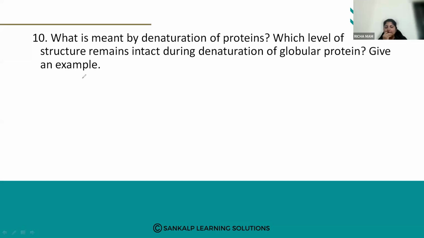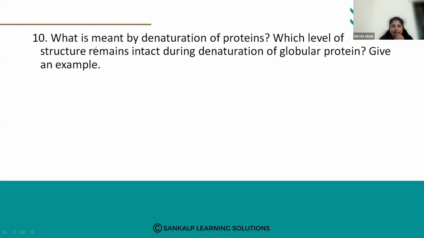The process by which proteins lose their biological activity when subjected to change in temperature or change in pH is called denaturation. Whenever a protein is subjected to high temperature or a change in pH, what will happen? Their structure will get damaged, and the biological activity will change. So that is called denaturation of protein.